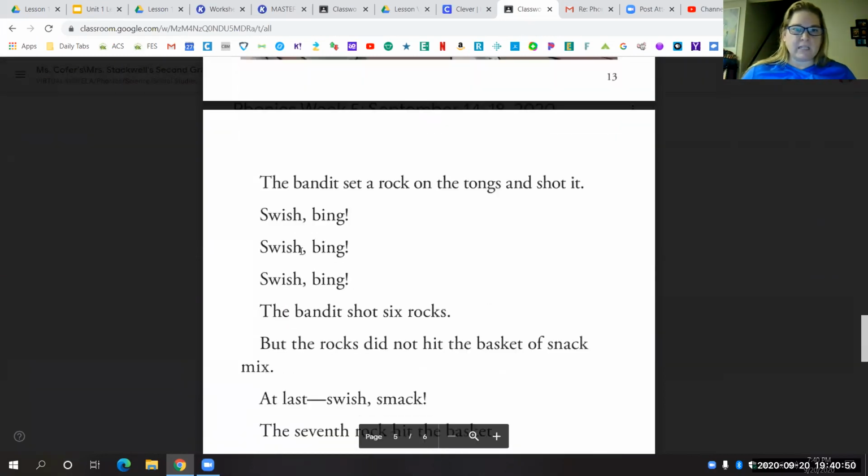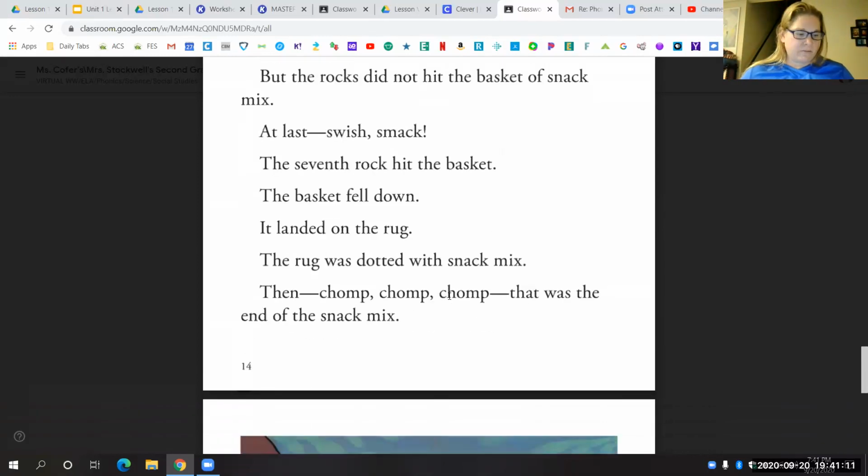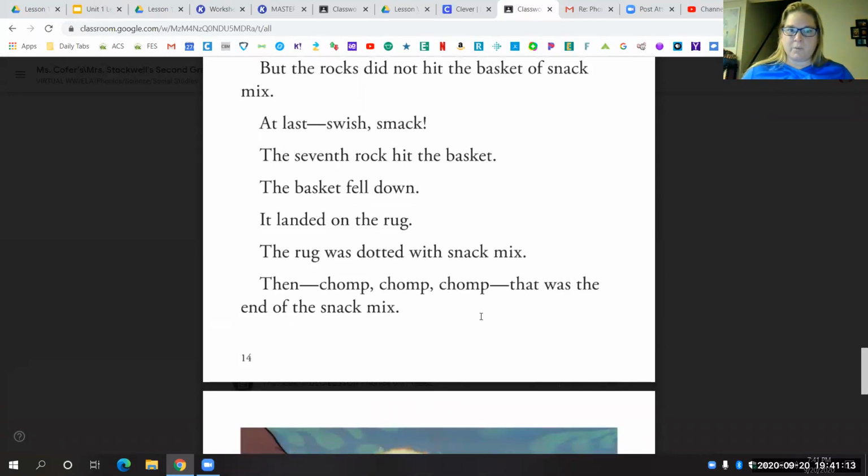Oh, there they are again. Swish, bang, swish, bang, swish, bang. Oh, there's another one. Swish, smack. There we go. Awesome. All right. And here's one more. What's this one? Chomp, chomp, chomp. That's another one. The word chomp.